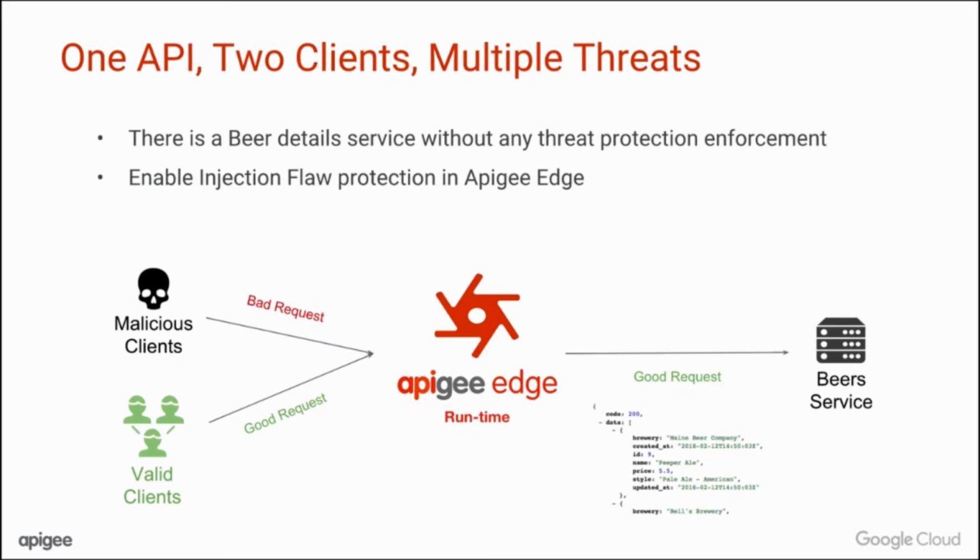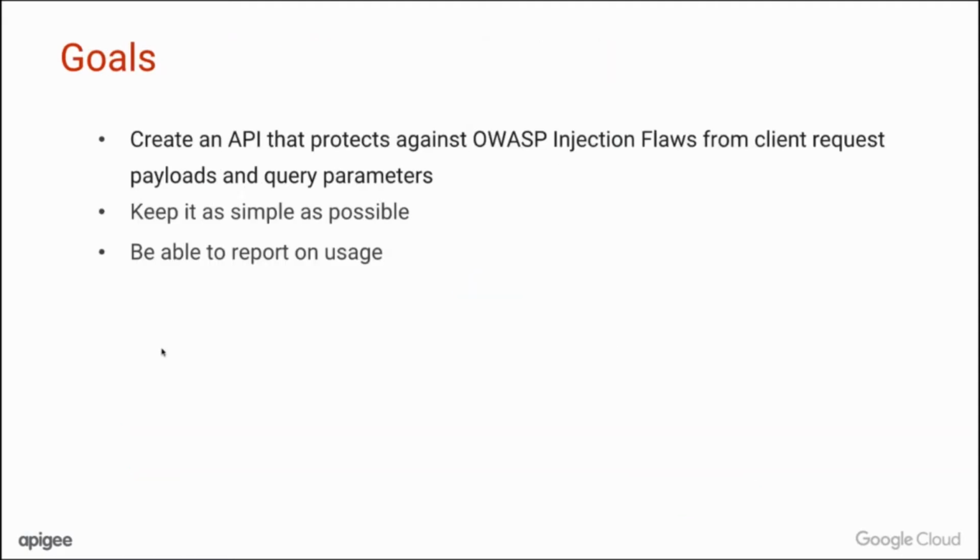Now, in this diagram, on the right-hand side, there is a RESTful beer service that is returning valid JSON data to the client. We want to only allow good requests from valid clients and detect, block, and report on the bad requests from those malicious clients. The goals are to create an API that protects against those injection flaws from the client requests, payloads, and query parameters. Keep it as simple as possible. Make it reproducible for any additional APIs, and also be able to report on the usage of those malformed requests.